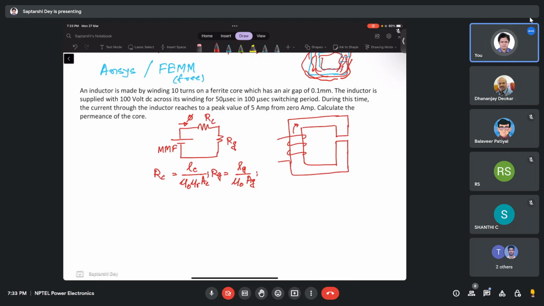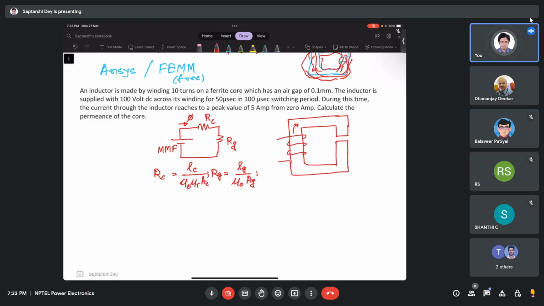So when they say that for a gapped core mu r changes, I think they mean something else, or maybe they wanted to make some equivalent statement. But mu r can never change. Okay, I will show the data sheet of a ferrite, that will be easier to understand.